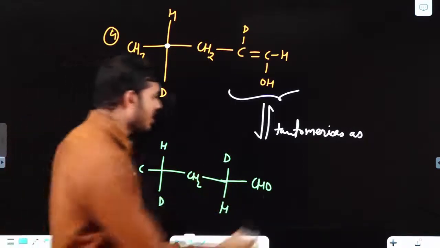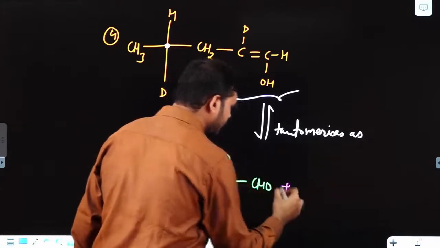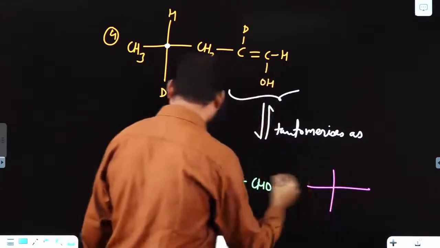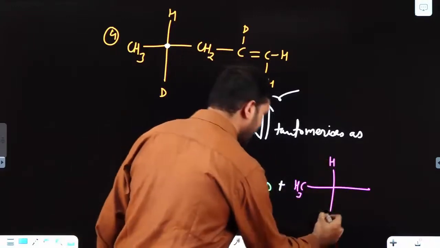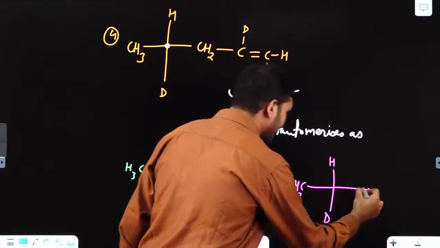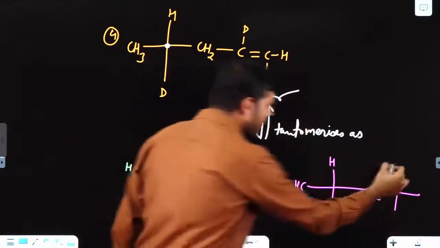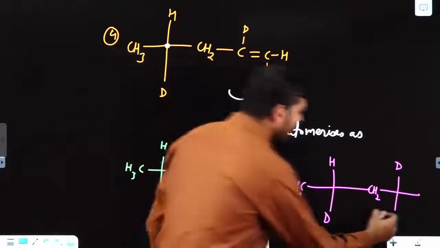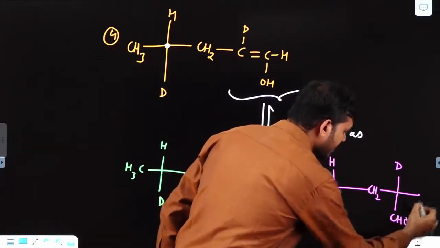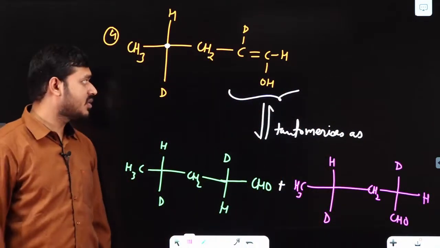Or another possibility will be this is H, CH3, then this will be D as it is. Now this part is your CH2, now this part is D as it is. Now there is a possibility that hydrogen will be on this side. In 3 dimensions, if we say, it comes like this. Okay, clear to you all?